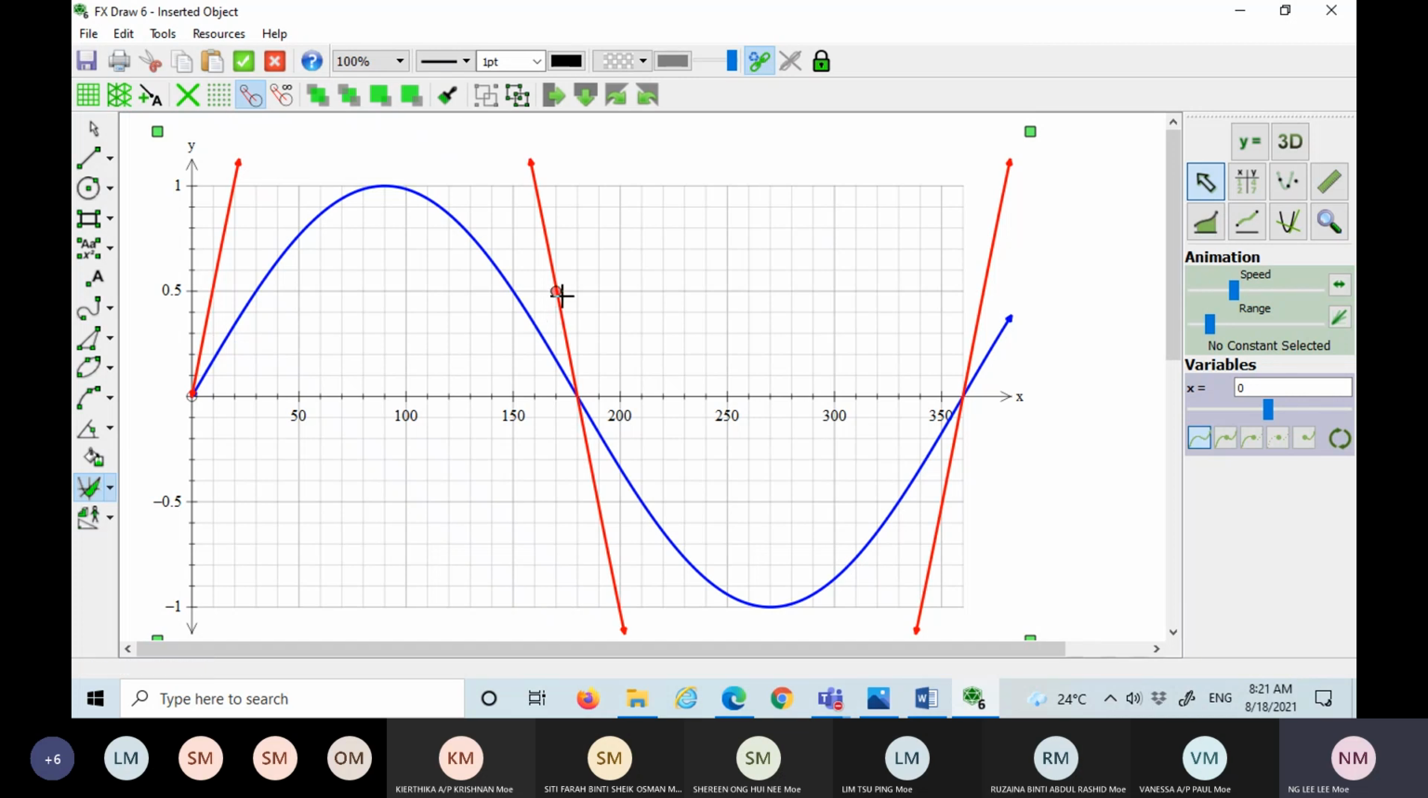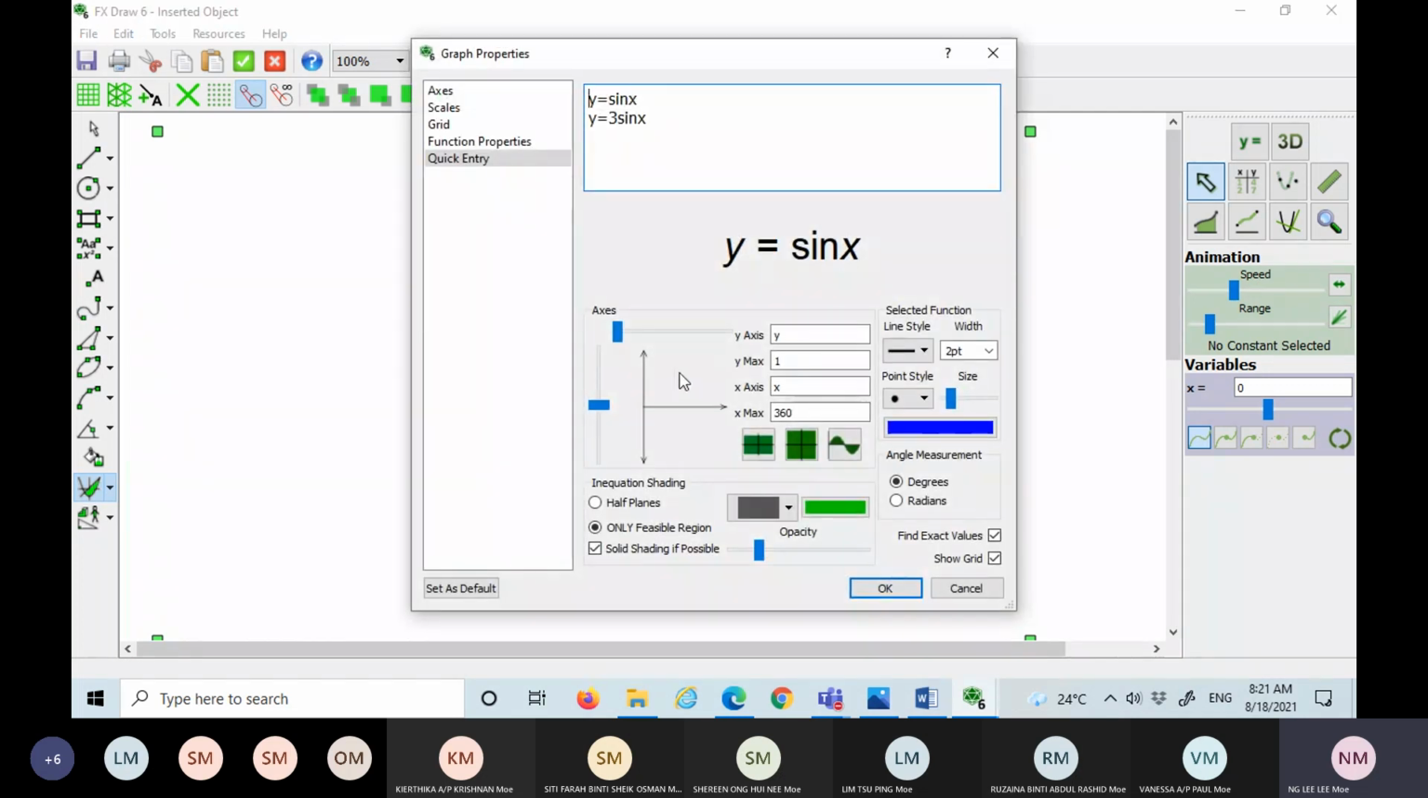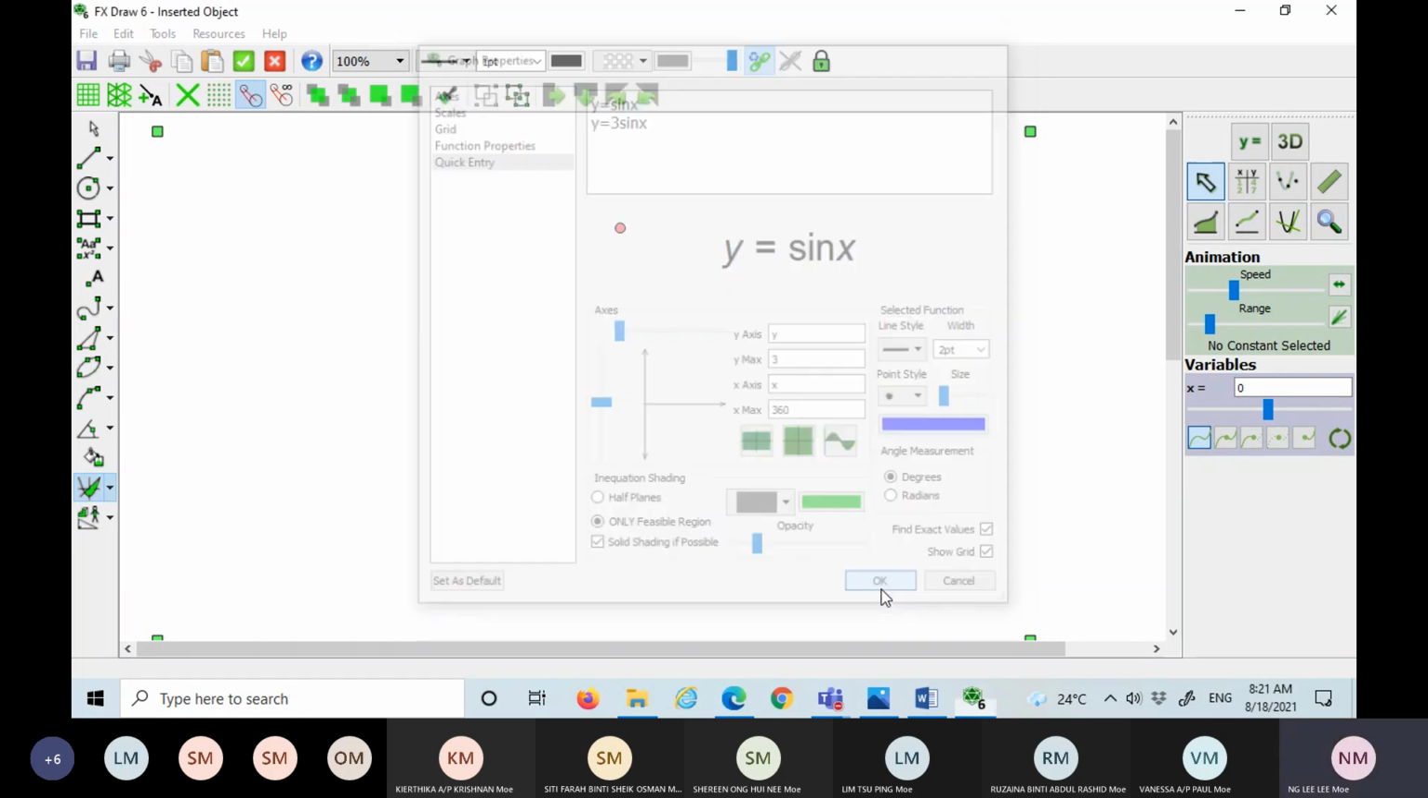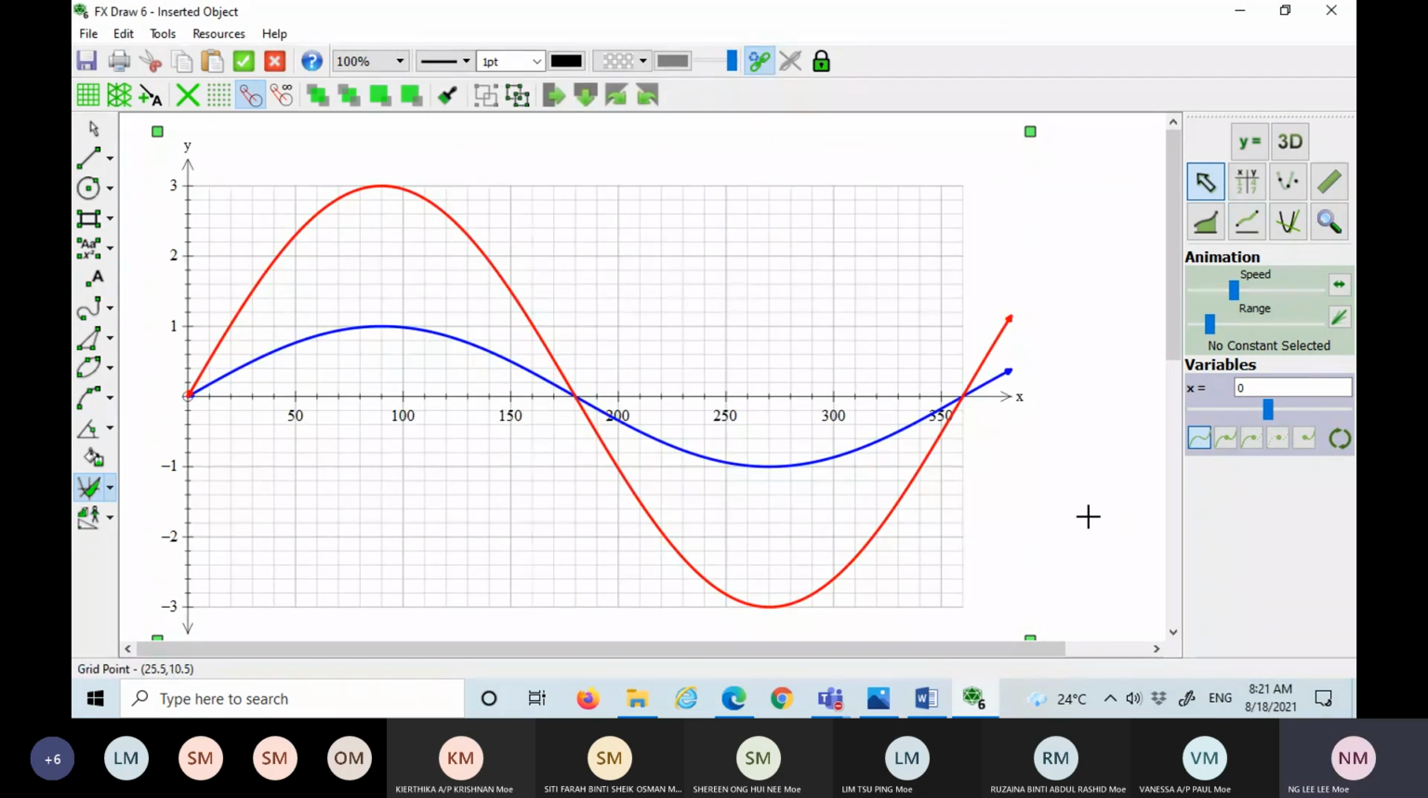You see, I cannot see the full red y equals 3 sine x graph, because here the maximum is only 1. Actually that graph will give you maximum 3. So I come back here and adjust this one to make it 3. Now it's very nice already. So now this is how you compare: the original graph, the blue color one, y equals sine x, and the red color one, y equals 3 sine x.